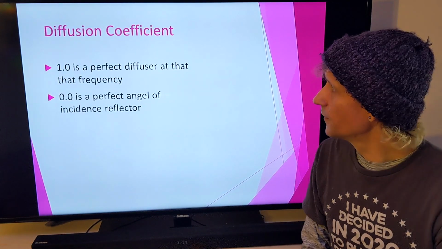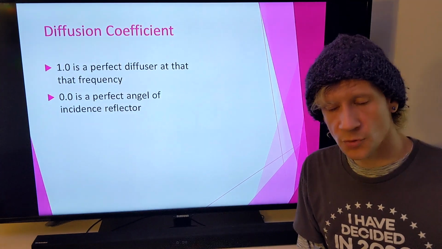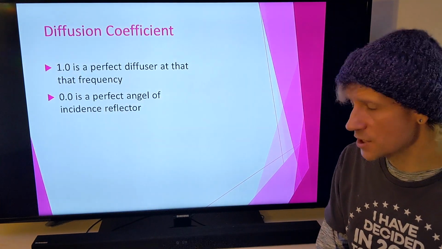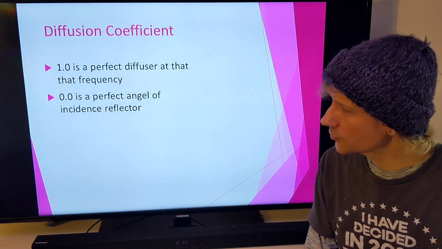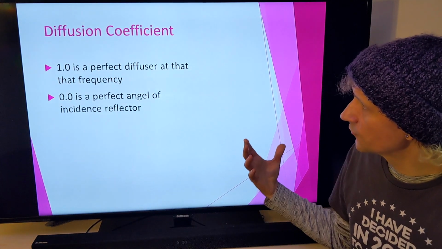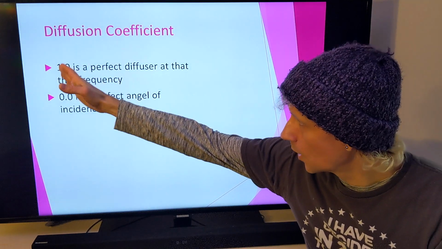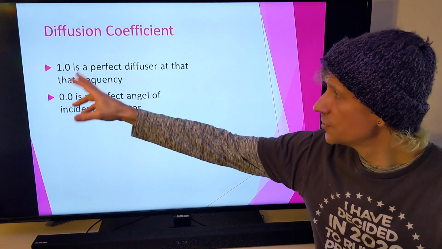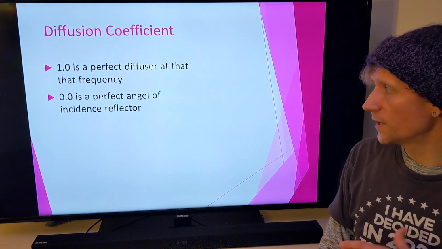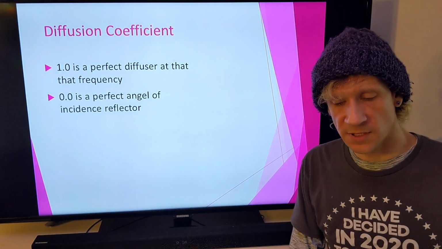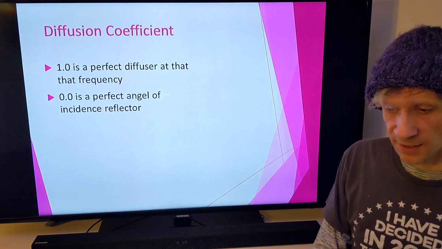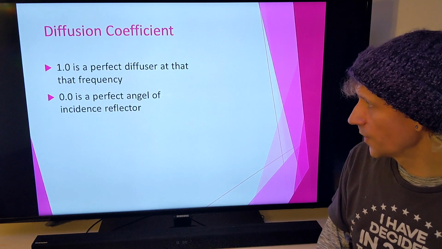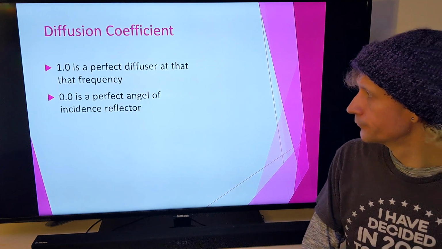There is this idea of a diffusion coefficient that when diffusers are designed, or products are being evaluated for diffusion, just like absorption coefficient and just like other things we're going to see in the future. There's a diffusion coefficient, meaning if it's evaluated at 1.0 for a frequency, then it is a perfect diffuser at that frequency. If the diffusion coefficient is 0.0, then it's a perfect angle of incidence reflector. It means it's not diffusing anything. It's just whatever angle of incidence is angle of exit. It's going to reflect specularly, okay?